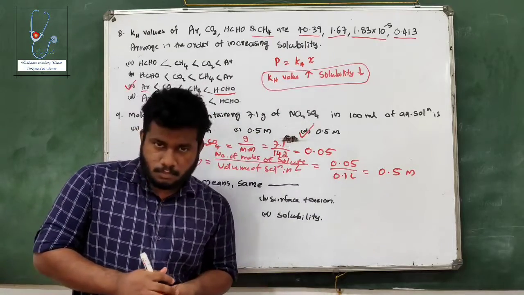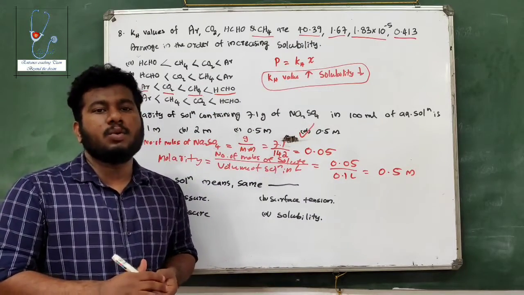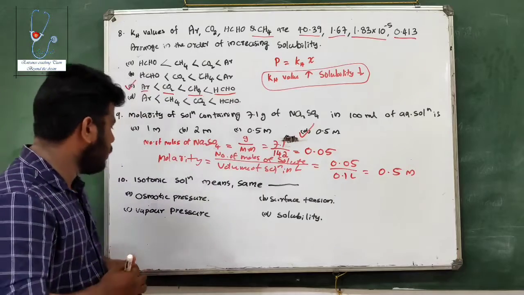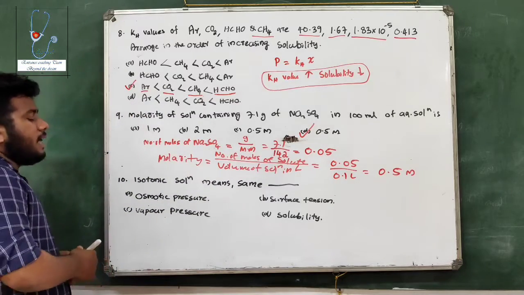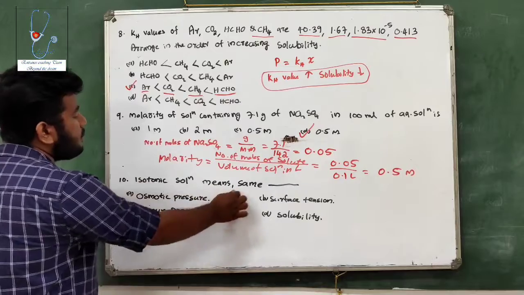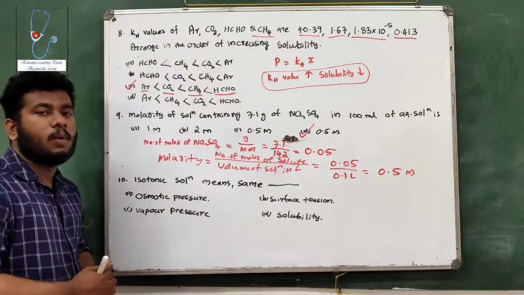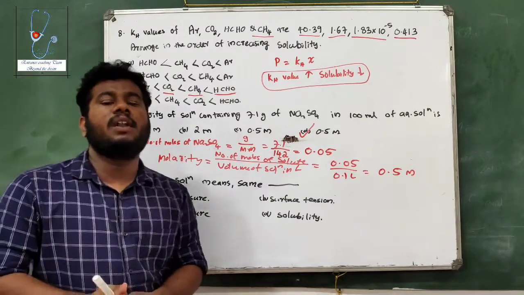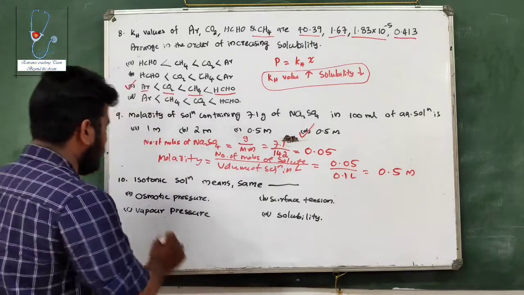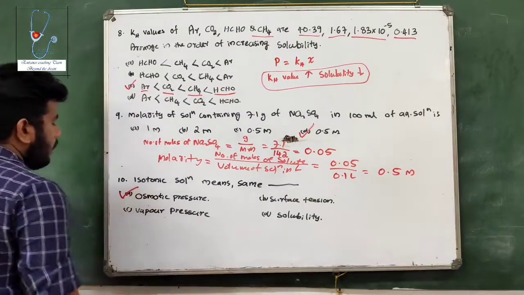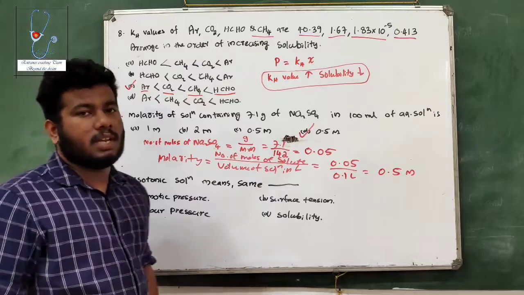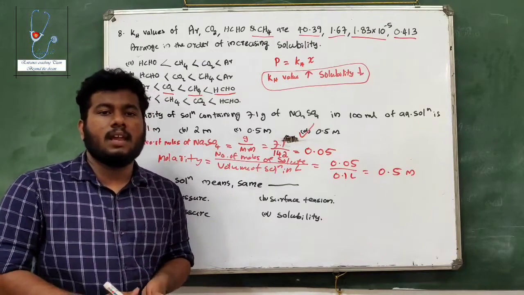Osmotic pressure is the pressure applied to stop the osmosis. Then isotonic solution means same osmotic pressure.